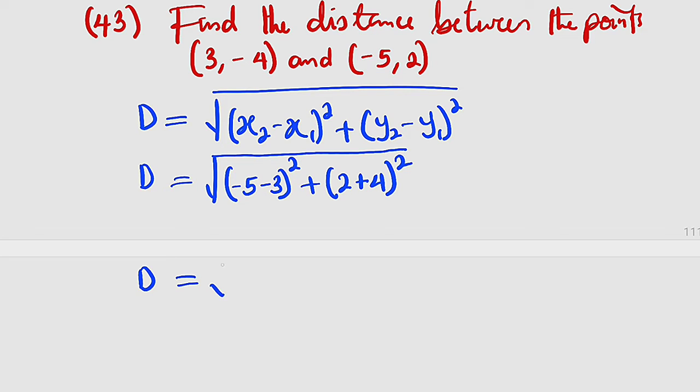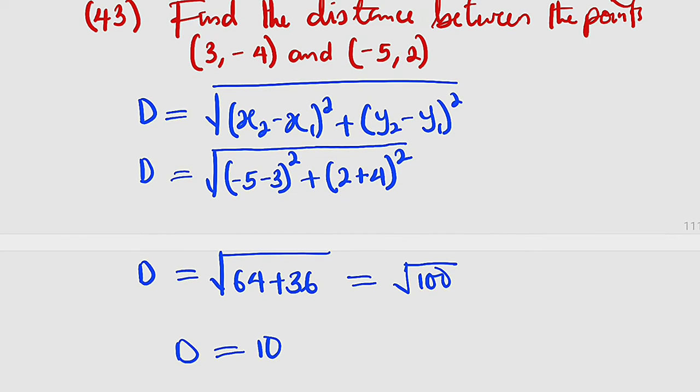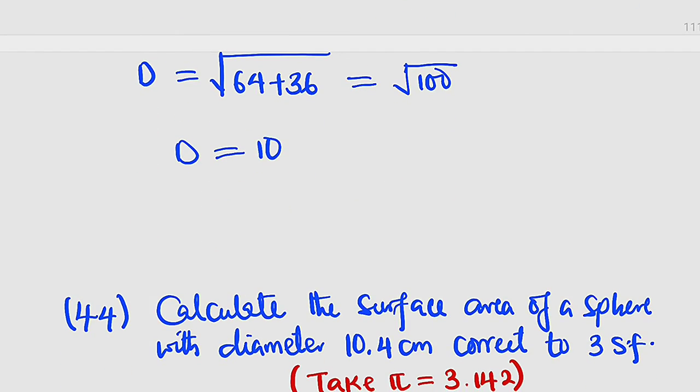D is equal to -5 minus 3 is -8, and -8 squared is 64, plus 2 plus 4 is 6, 6 squared is 36. If you combine this together, you're going to get 100 exactly, and square root of 100 is 10. Therefore, the distance between them is just 10 units. Let us move on to question number 44.